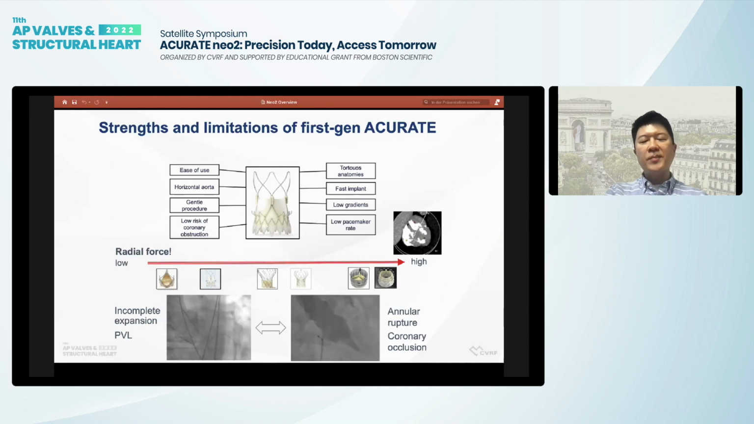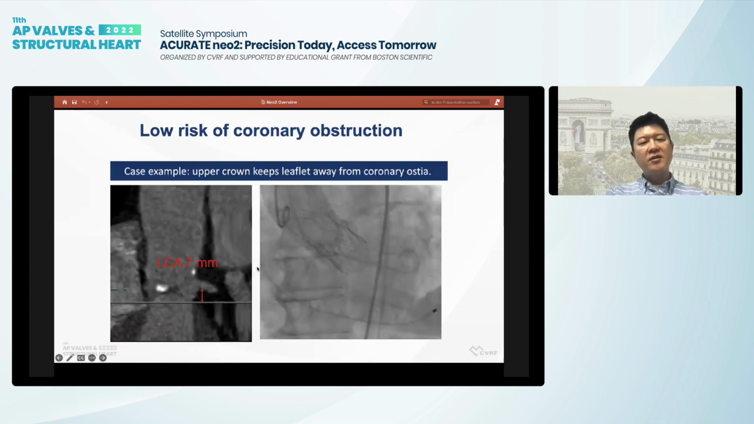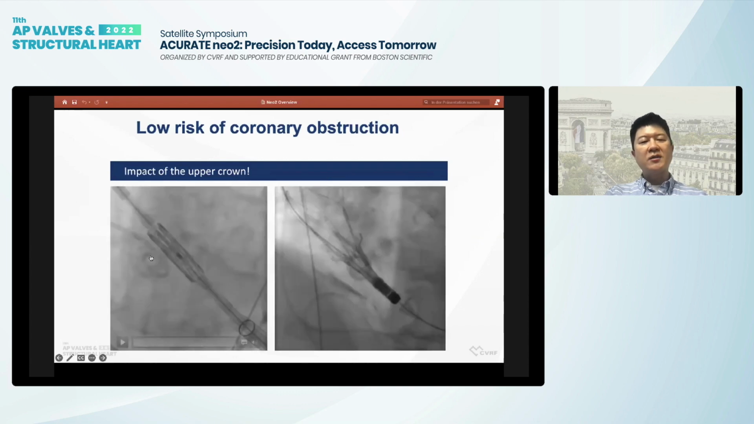There are some reasons behind it, but on the other hand, I think too much uncontrolled radial force is not always beneficial. So here are some examples. Very low coronary uptake. You can see there's no impairment of the coronary artery. And here's a very nice illustration of how the coronary protection works.